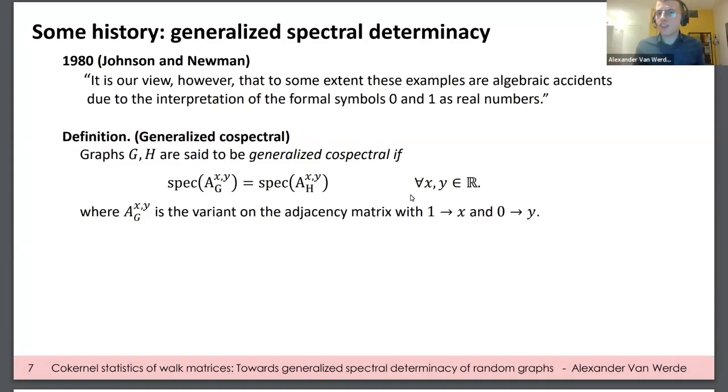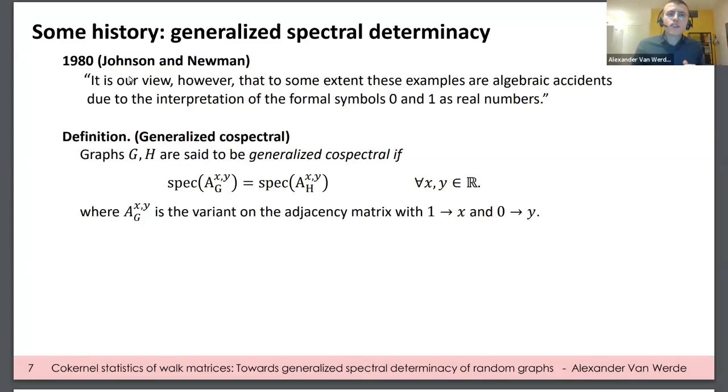And here, by the generalized adjacency matrix, I mean that we start with the usual adjacency matrix, but now we replace 1 by some symbol x and 0 by some other symbol, say y. And then if for every choice of x and y, these spectra are equal, then we're happy. Then in fact, these graphs are considered to be generalized cospectral. All right. And now, of course, one would actually be happy if this is not the case. So what we want is that many graphs are not generalized cospectral, or uniquely determined by their generalized spectrum.